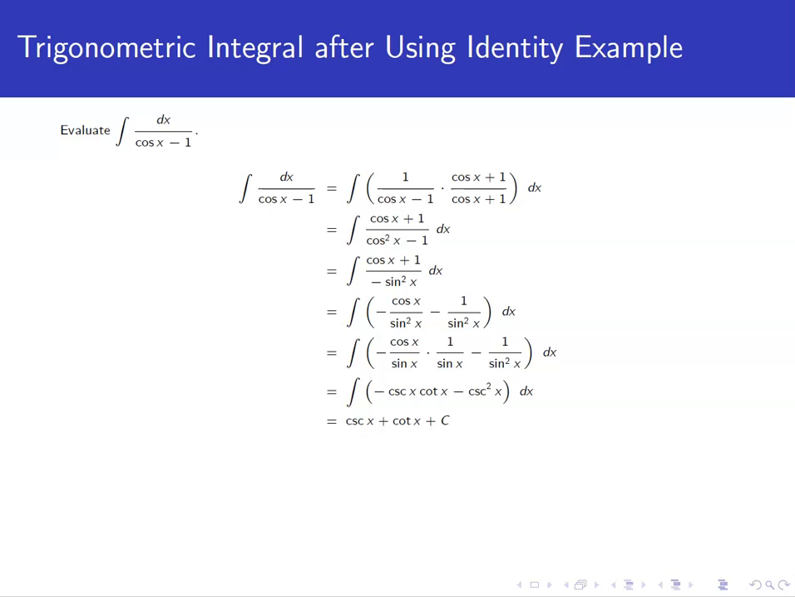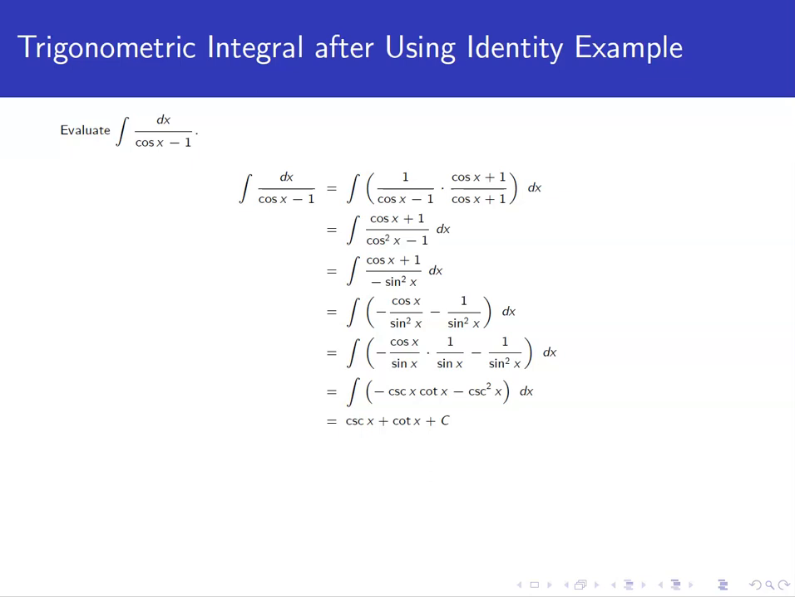In this video, we're going to look at a trigonometric integral after applying a trig identity. So we want to evaluate the integral of dx over cosine x minus 1. Now at first glance, it doesn't look like there's a lot we can do, but we can do a little bit of a trick here that allows us to see an identity in the denominator where we can actually rewrite the integral into something that we recognize.